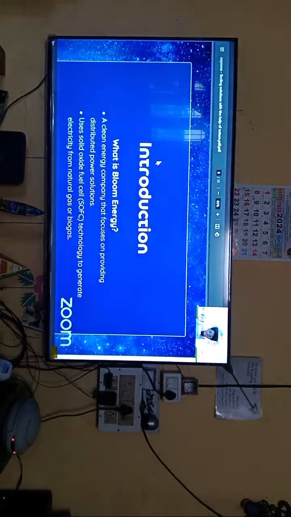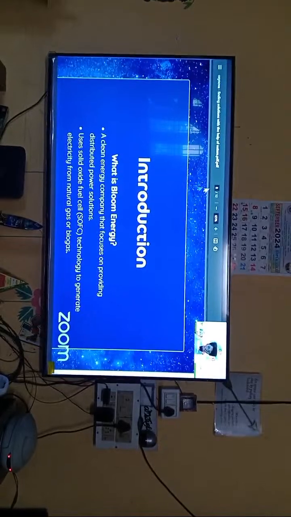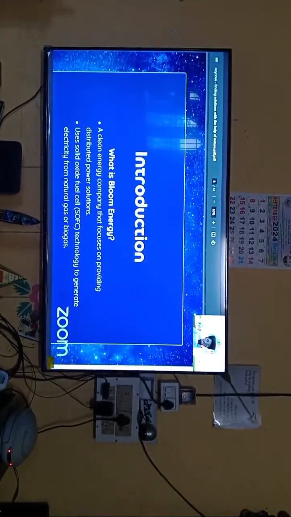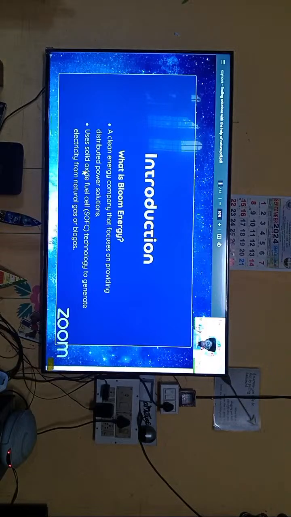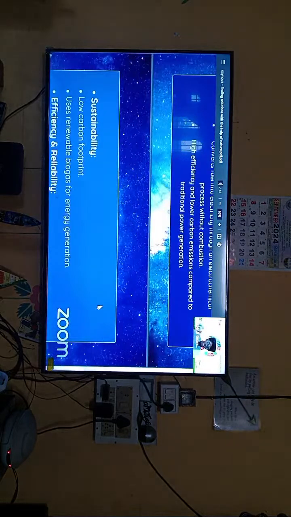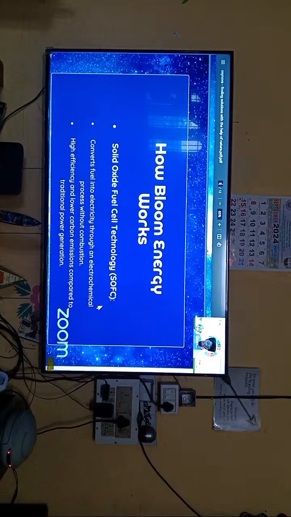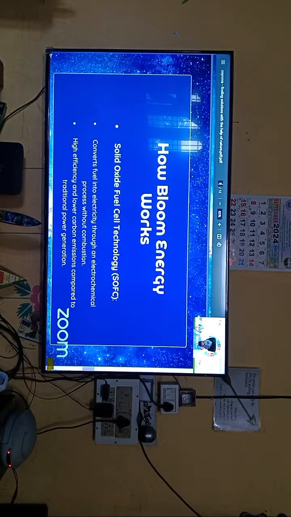A clean energy company that focuses on providing distributed power solutions. Bloom Energy works with solid oxide fuel cell technology to generate electricity from natural gas or biogas. How does Bloom Energy work? Bloom Energy works with solid oxide fuel cell technology. It converts fuel into electricity through an electrochemical process without combustion. High efficiency and lower carbon emission compared to traditional power generation.